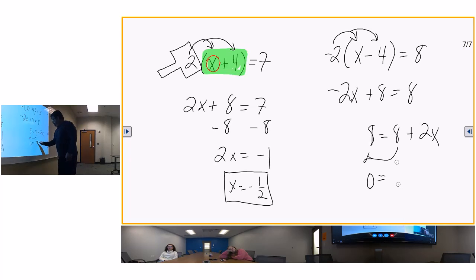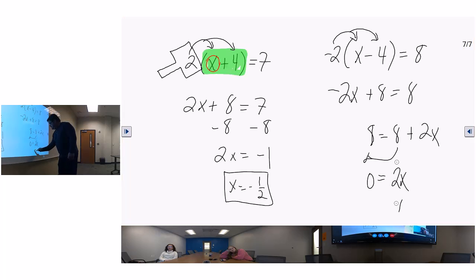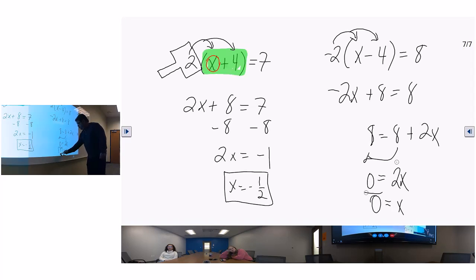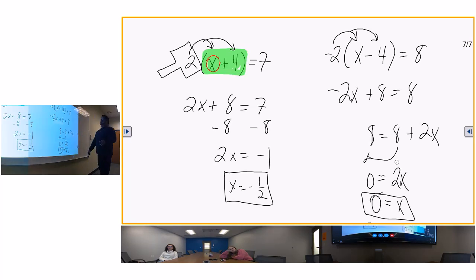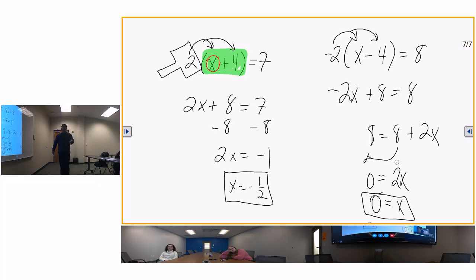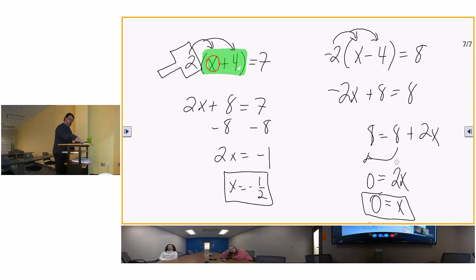So 0 is 2x, so x is equal to 0. Now, that's the distributive law. Of course, I could give you another problem, but I don't want y'all to explode. Okay, so we're just going to go ahead and call it a day.